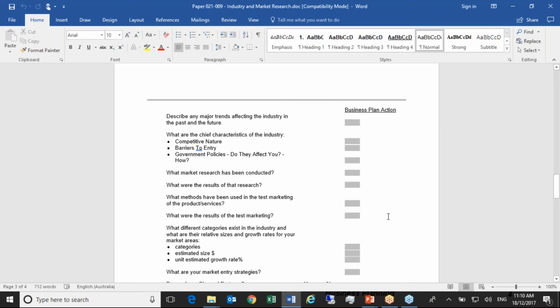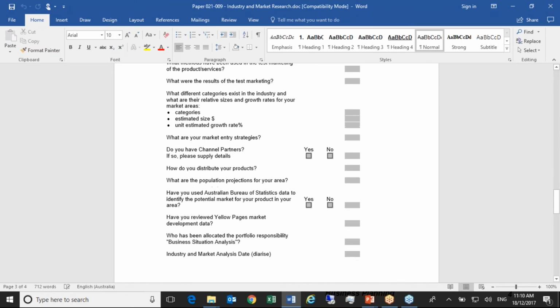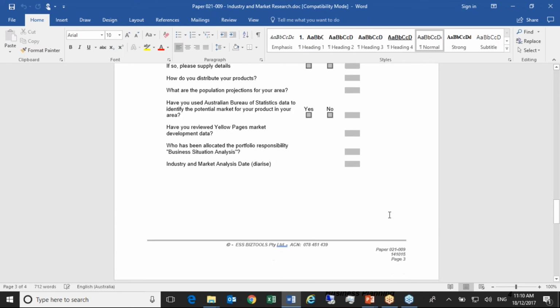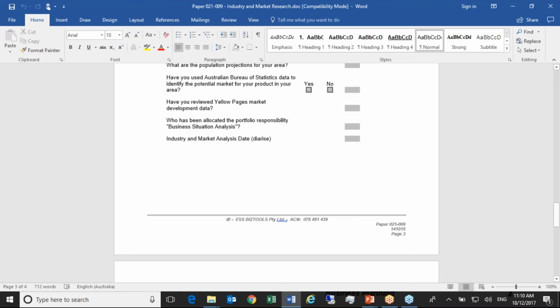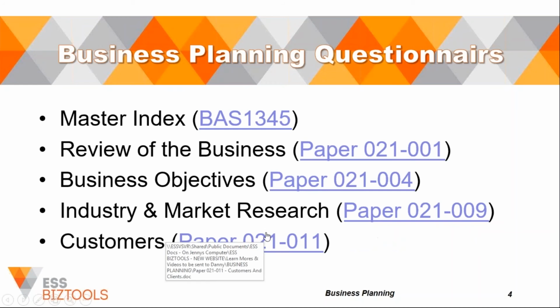So what are the chief characteristics of the industry that your client's in? Are there barriers to entry? Do people need licenses? Or can anyone who wants to start a business in that industry do so? What research has been conducted? Has this client of yours developed channel partners or distribution partners? How are they going to sell their product? How are they going to distribute it? How are they going to market it? Have they looked at the Australian Bureau of Statistics data? A lot of that's available free. All they've got to do is log on to the ABS website to get it.